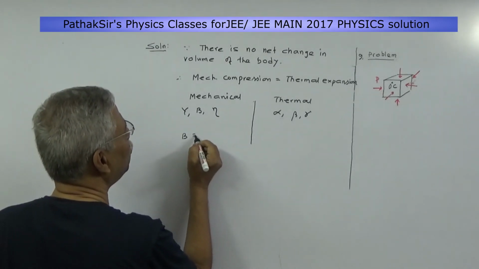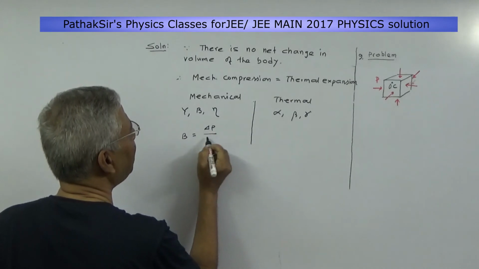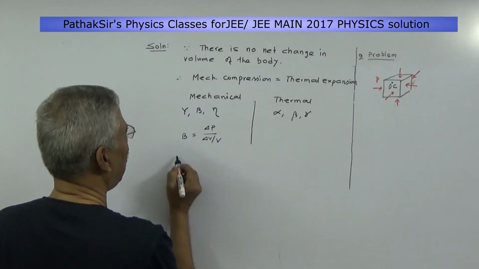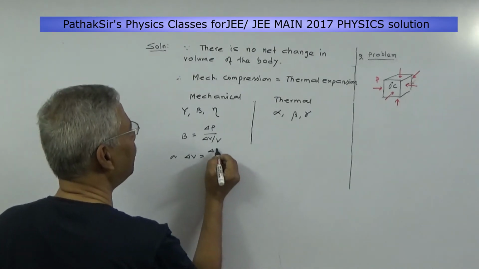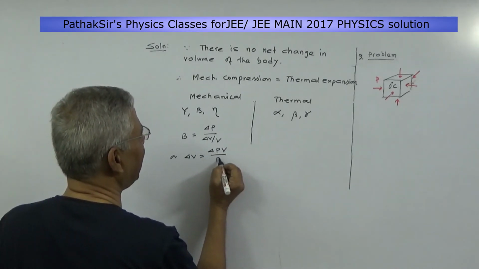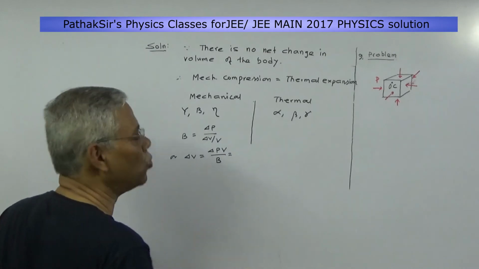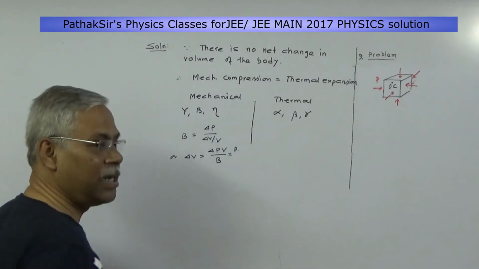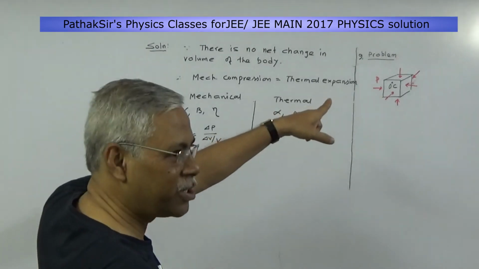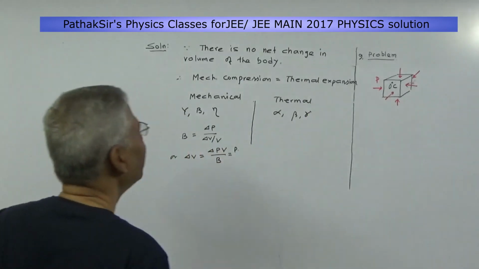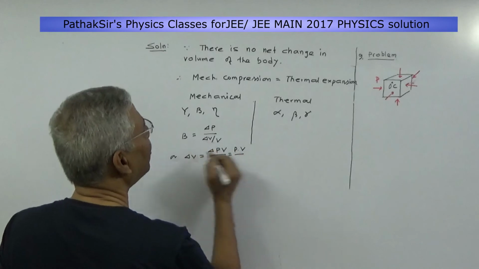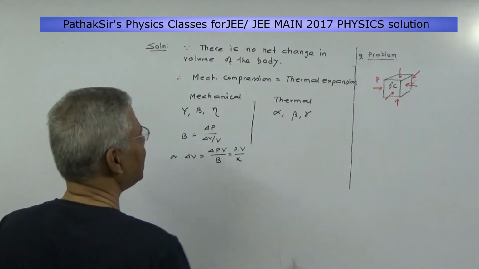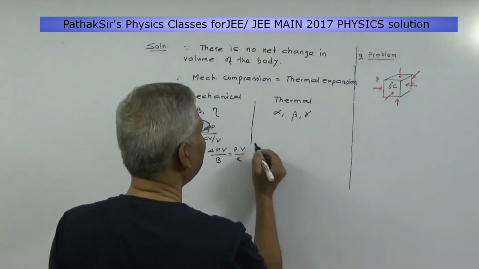B equal to del P by del V by V. Or del V equal to del P into V by B, where P is the pressure, actually that is the change in pressure, into V by B. According to the problem, B is given as K.